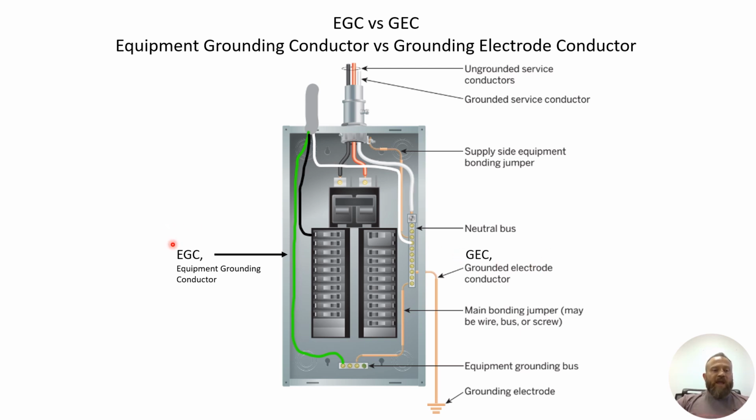And then over here we have the equipment grounding conductor. Down here you can see the equipment grounding bus bar. So basically every wire that comes off of this that feeds a circuit is an equipment grounding conductor, and there should only be one grounding electrode conductor for each system.